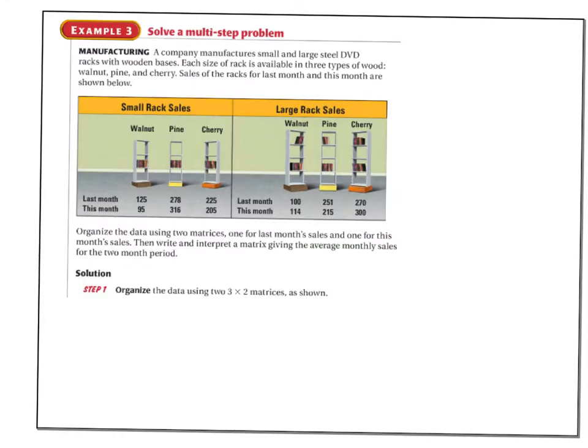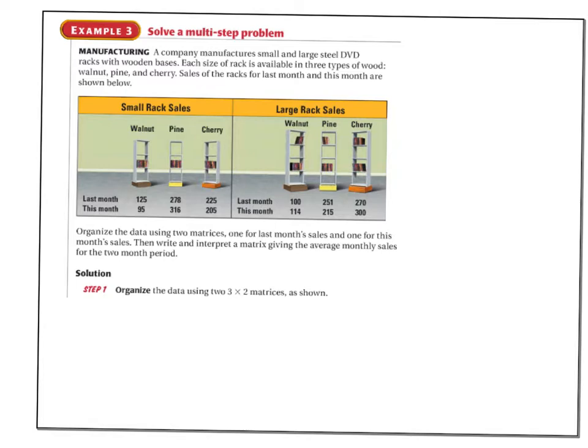So we're going to do this example that is a multi-step problem involving manufacturing, and I'll read it. It says a company manufactures small and large steel DVD racks with wooden bases. Each size of rack is available in 3 types of wood: walnut, pine, and cherry. Sales of the racks for last month and this month are shown below. So here you have your small racks, and here you have your large racks, walnut, pine, and cherry in both columns. And then your sales for those racks last month and this month for each type of wood.